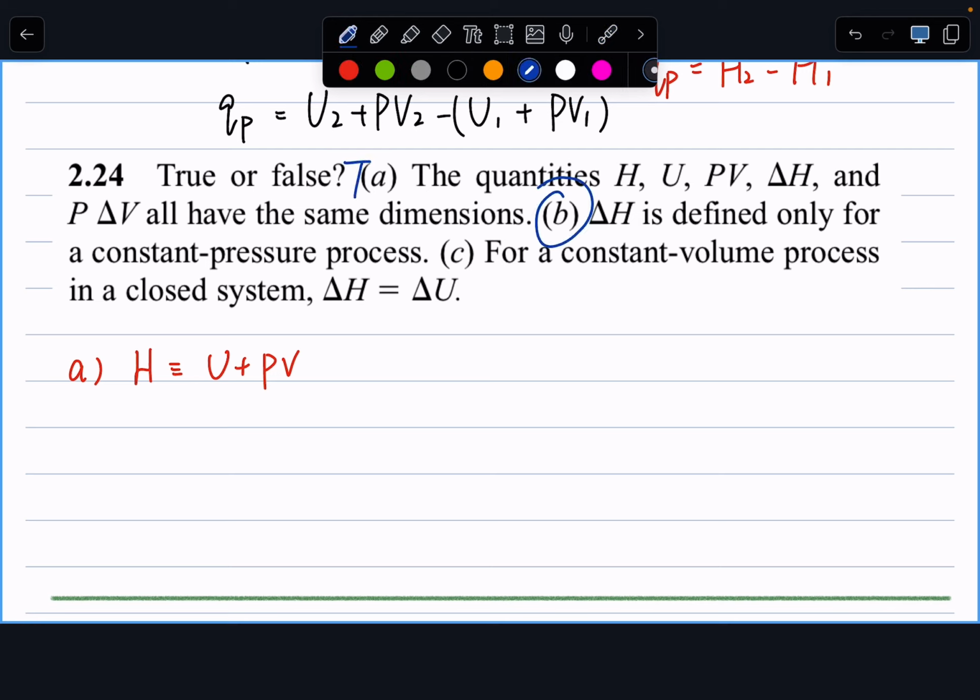And what about B? Delta H is defined only for a constant pressure process. Okay, raise your hand if you think this is true, and if you think this is false. So this one is not true, because H is generally defined as internal energy plus PV. We rationalized the physical meaning of enthalpy at constant pressure, but it doesn't mean H is only defined at constant pressure.